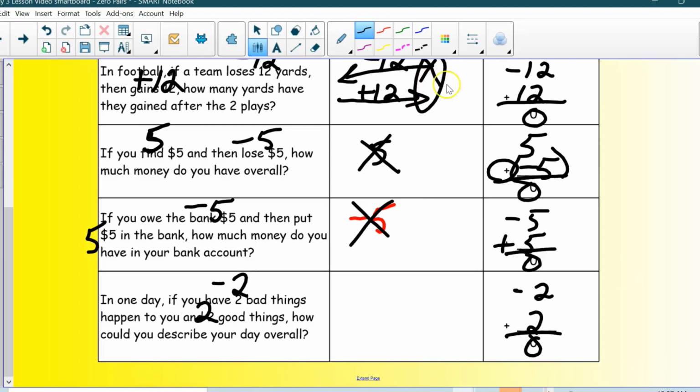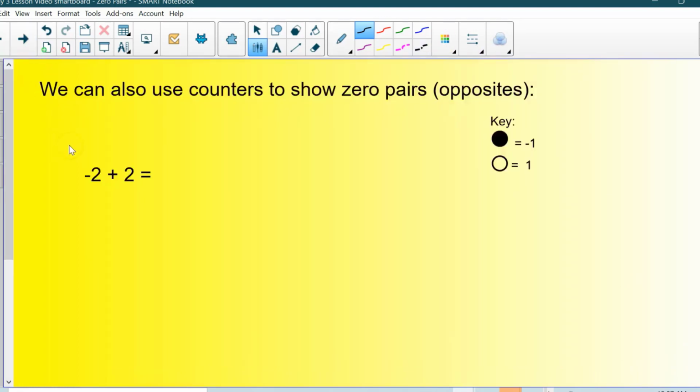How are we doing so far? All right, so let's take it to the very next step, and this is where we're going to use counters. So before we just kind of used pictures and real life situations, if you will, to explain it.